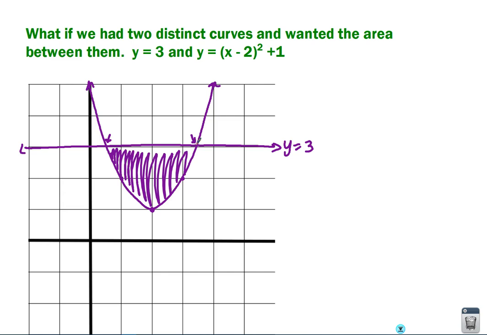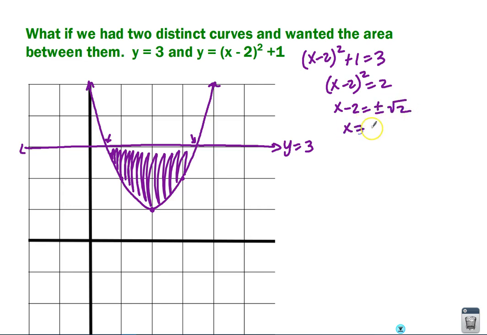How do I solve for any points of intersection? I find out where these two things cross. So where is x minus 2 squared plus 1 equal to 3? So x minus 2 squared equals 2. I take the square root of both sides. x minus 2 equals plus or minus root 2. And so then I add 2. So x is equal to 2 plus and minus root 2.